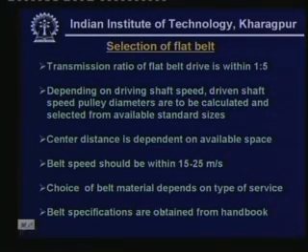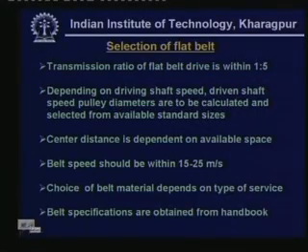Now, selection of flat belt, how we consider the selection of flat belt will be discussed in this particular slide. Now, normally what happens is that the transmission ratio of the flat belt drives is normally limited to around 1:5.